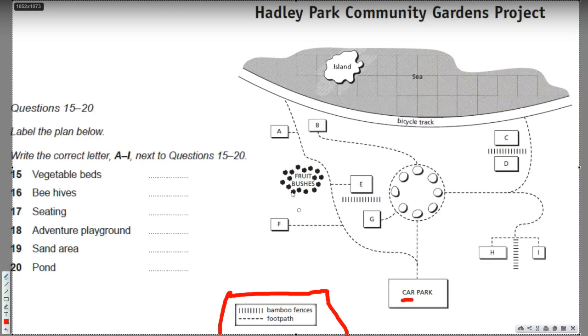Xo'p. Demak, bizda fruit bushes bor ekan, meva, bush nima bo'ladi? O'tda qanaqadir. Xo'p, bush. Buta, to'g'ri. Xo'p, bicycle track bor ekan va boshqalari ham bor mana. Xo'p, bu yoqda bizda island, dengiz bor ekan, sea.